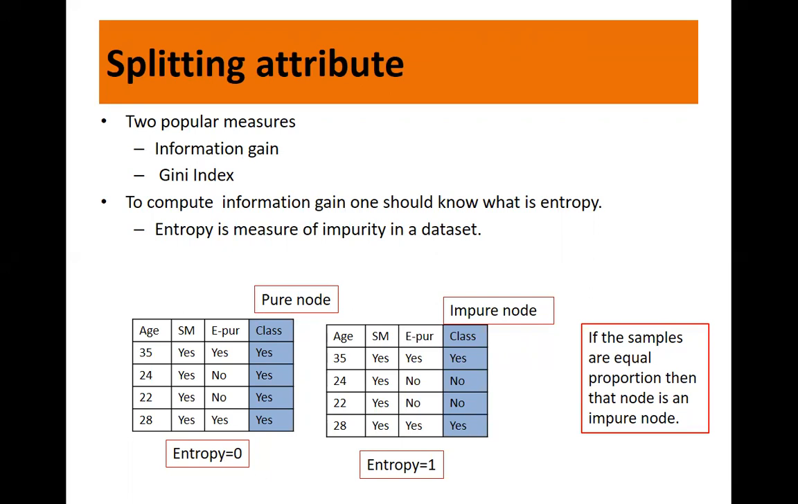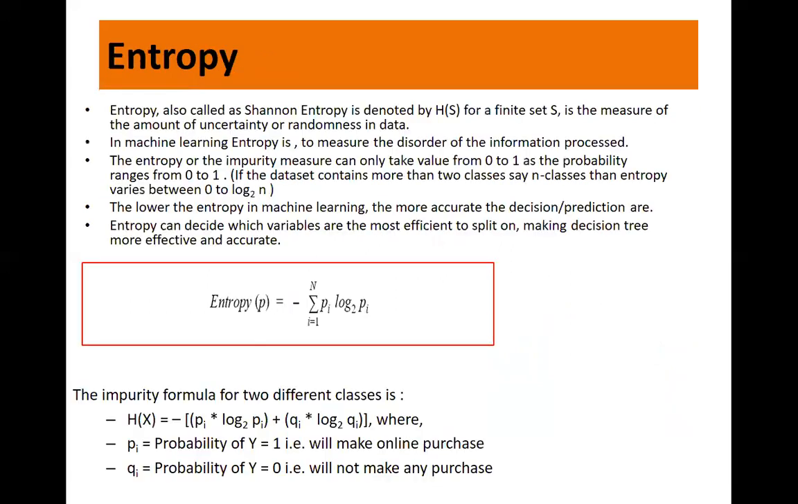Fine. Similarly, if you look at the second subset, it has an equal number of yes and no, right? That means entropy is 1. The node is not pure, it is an impure node, right? If the samples are in equal proportion, then the node is an impure node. If the samples are of the same class, then the node is a pure node. So a pure node always has entropy 0 and an impure node has entropy between 0 and 1. Fine? Okay.